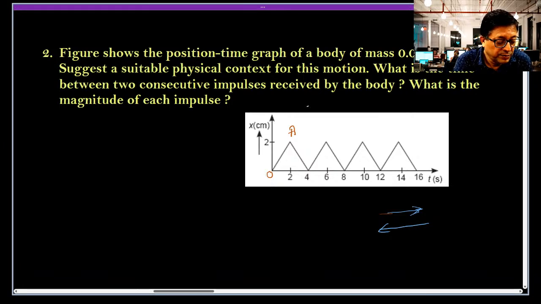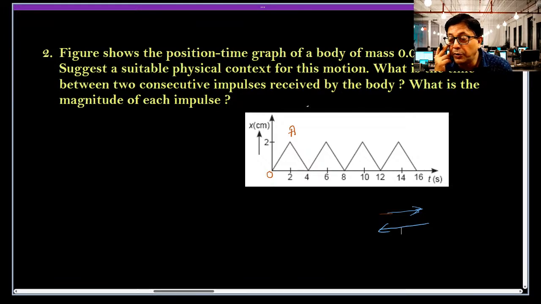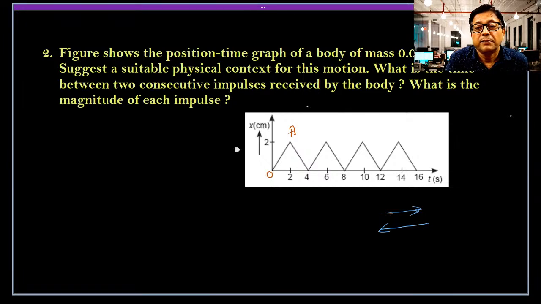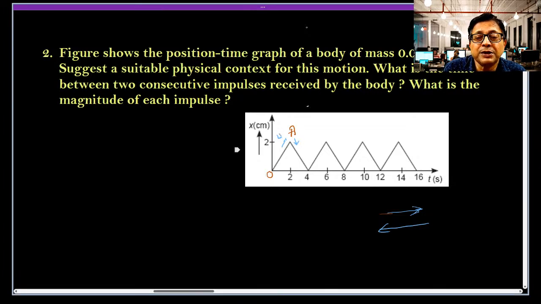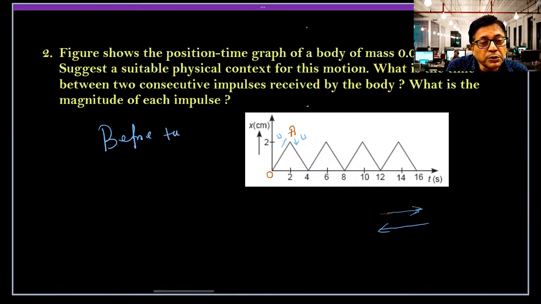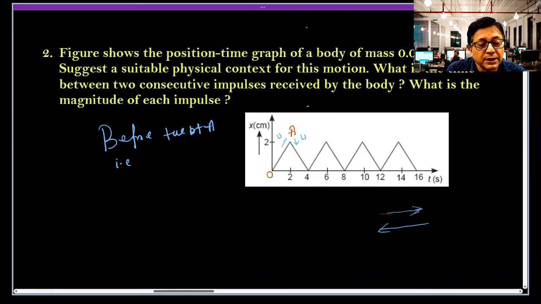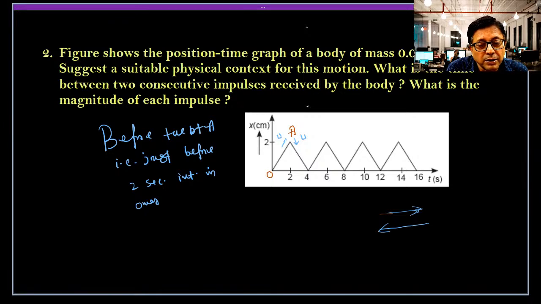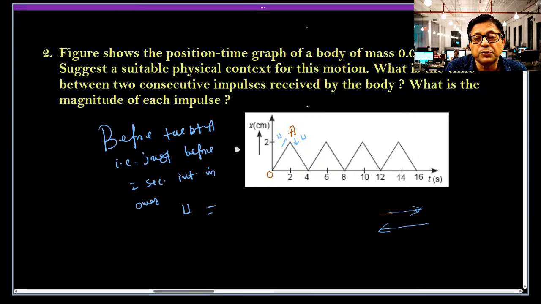Do it now. Finish it. First find the velocity before impulse. What is the velocity? Tell. Velocity before reaching the point A. Impulse means change of momentum, no? So here one velocity, here another velocity. Here the velocity is what? Before the point A, just before the 2 second interval is over, u is equal to what? The initial velocity, 2 by 2, that is 1 centimeter per second.